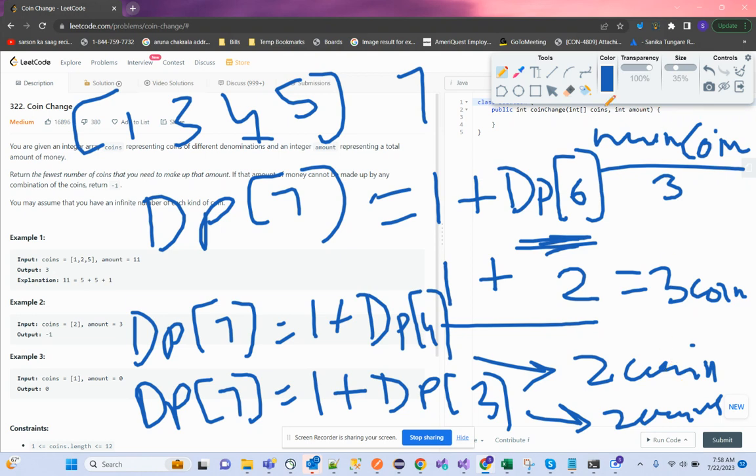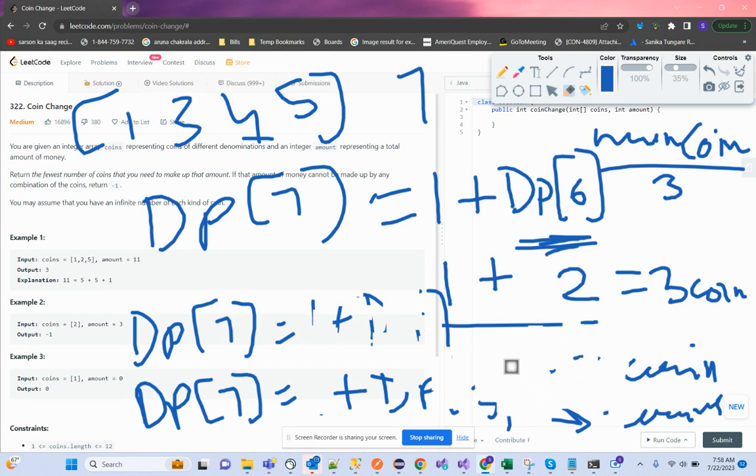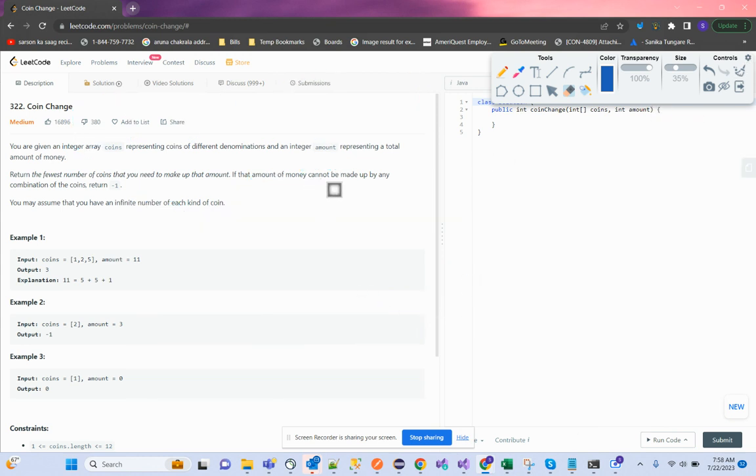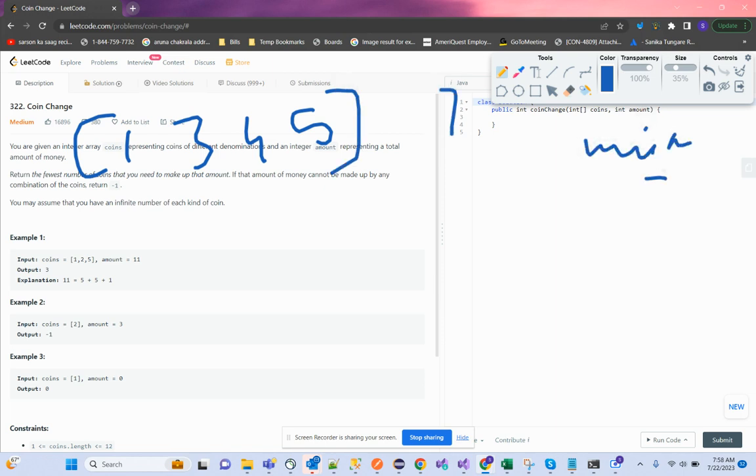Or you can say in this fashion as well. Sorry for my bad handwriting. So here it was, one second, let me write it again. So here it was 1, 3, 4, 5, right? And amount is 7. And the minimum coins we had was 3, right?